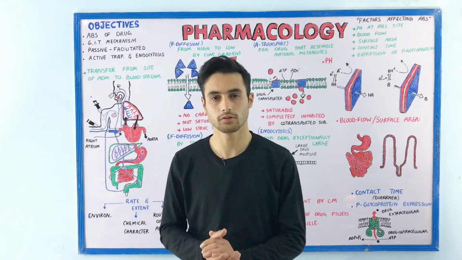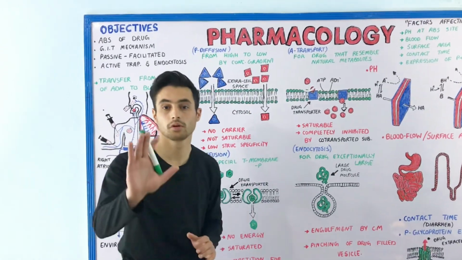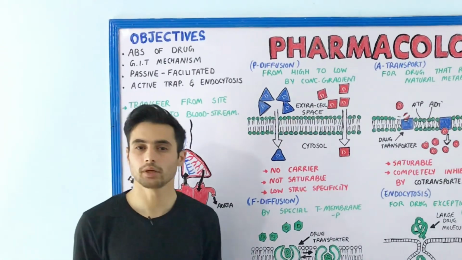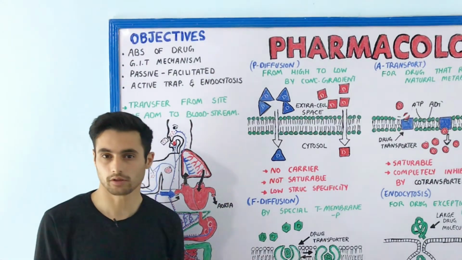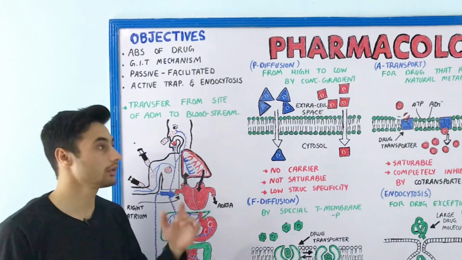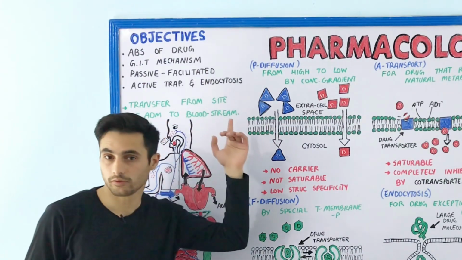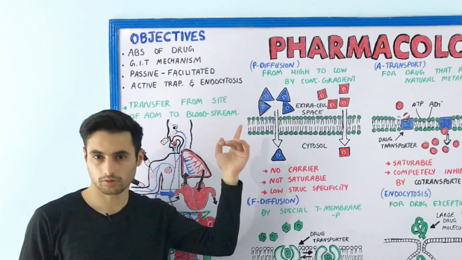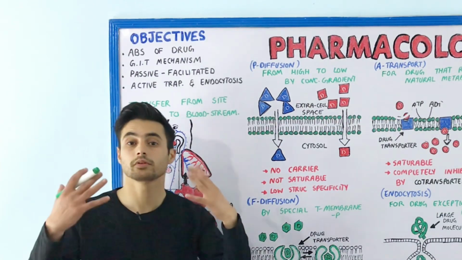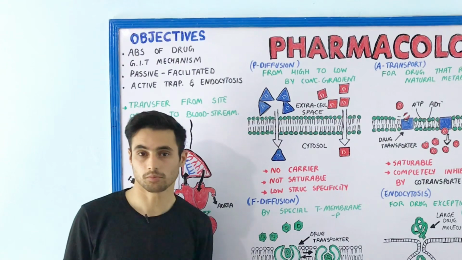Hey everyone, this is Dr. Qazi, and in this video we're going to learn about what is meant by the absorption of the drug, what is the G.I.T mechanism of drug absorption, which mainly consists of the passive diffusion, facilitated diffusion, active transport and endocytosis, and finally what are the factors which affect the drug absorption into your body.